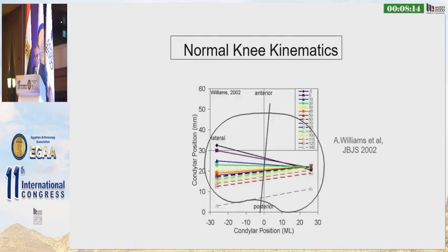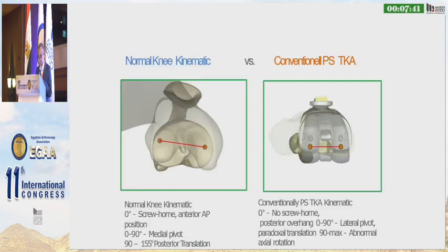If you look at this from Williams et al. in JBJS 2002, it is quite clear that the medial condyle of the femur is very stable on the medial side up to 120 degrees of flexion. After this, it translates a bit posteriorly. And on the lateral side, we can see that the lateral femoral condyle moves backward nearly 1.5 centimeters. And this is the normal knee kinematics.